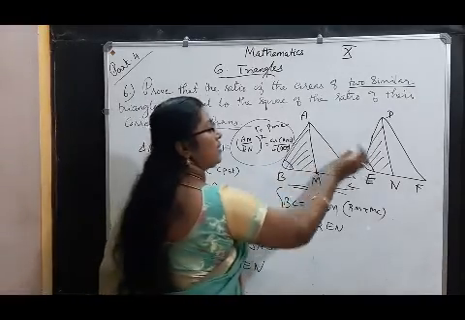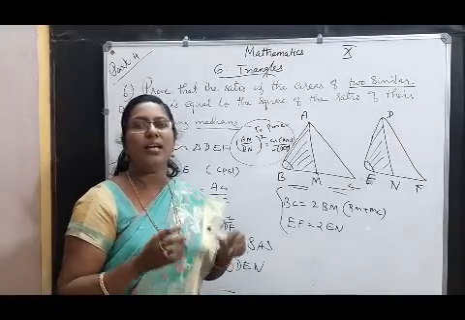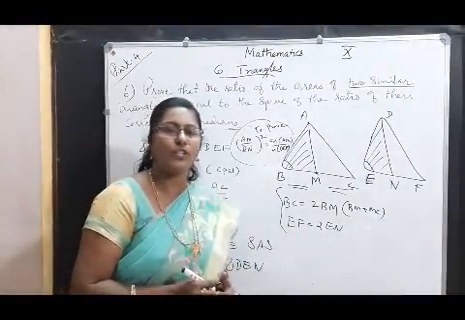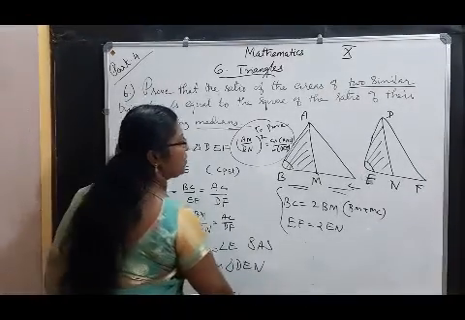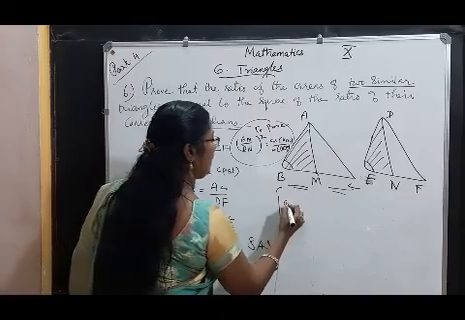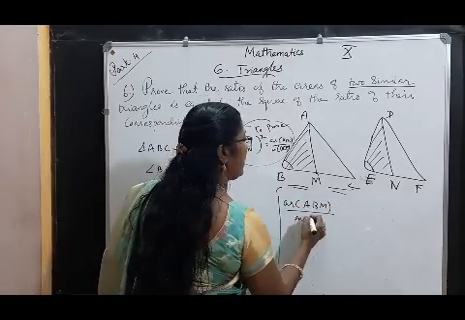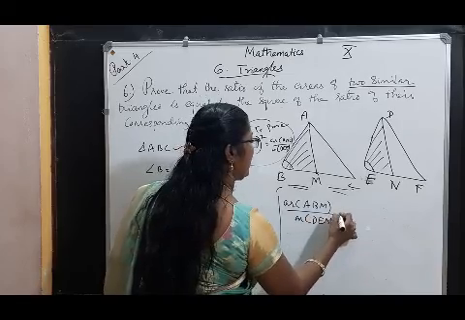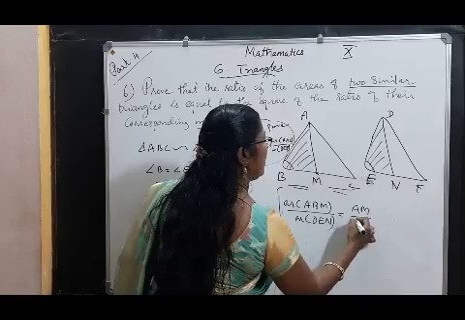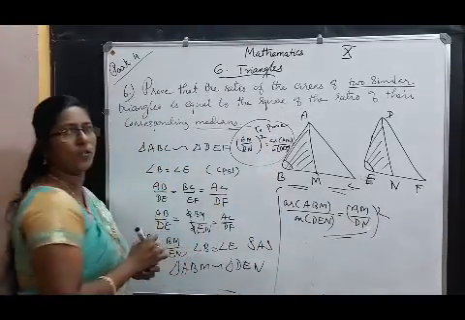These two triangles are similar. By the area of similar triangles theorem, the ratio of the areas is equal to the square of the ratio of their corresponding medians. So you can conclude area of ABM by area of DEN equal AM by DN the whole square.